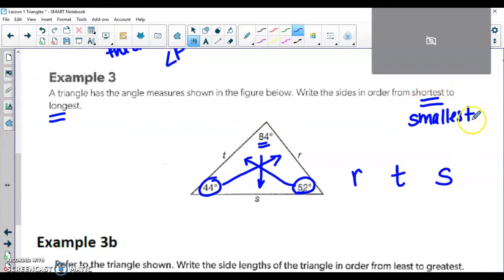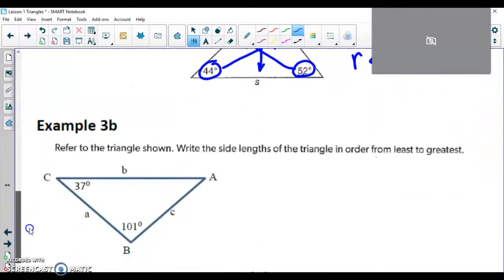Now, to show that these are shortest to longest, we're actually going to put an inequality symbol between them because this is saying that side R is going to be smaller than side T, and side T is going to be smaller than side S. So looking at these, we're able to say R is less than T, which is less than S. Okay?